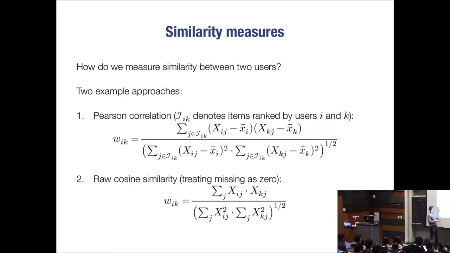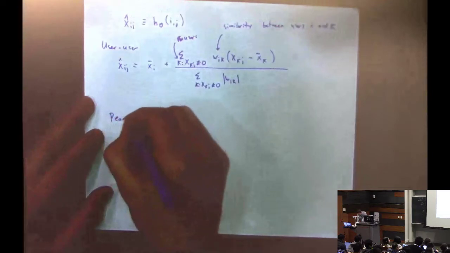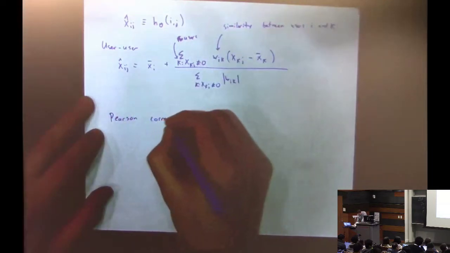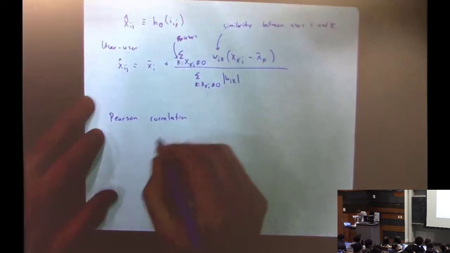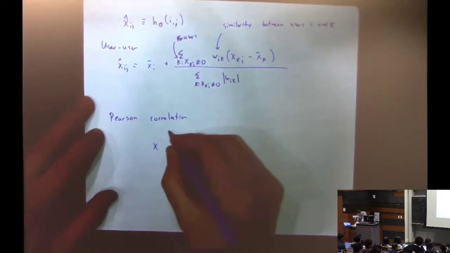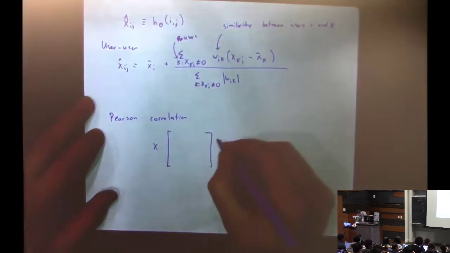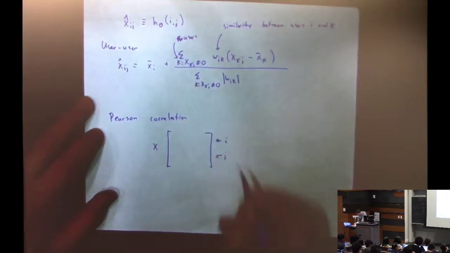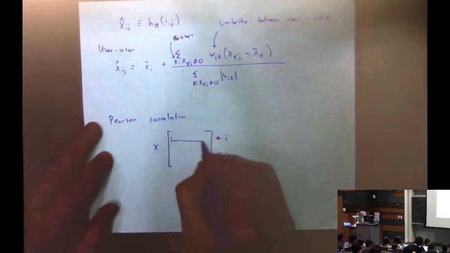And what it is, is just the inner product of these two vectors with their mean subtracted off, divided by the norm of them with their mean subtracted off. Okay, so this is just the standard correlation coefficient between the ratings of each one. So I'll just say the Pearson correlation. What we're doing here is looking at this matrix X, at the row corresponding to user I and the row corresponding to user J, and taking the correlation coefficient between these two rows.